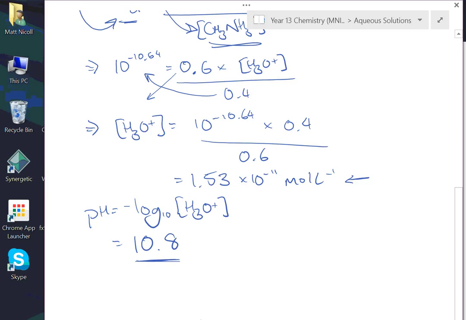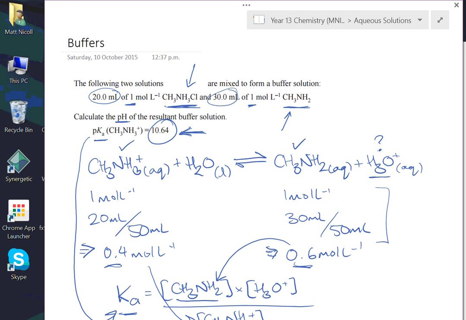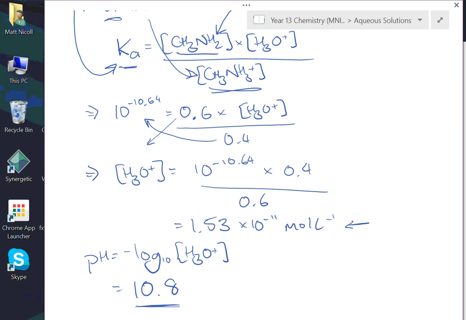The other thing, just very quickly, I will comment, is I've put 10.8, not 11, for example. Even though in my working I've been very lazy with my significant figures, in the question, my volumes were given to 3 significant figures, and my pKa was given to 4. So I know that I can be precise to 3 significant figures at the end.